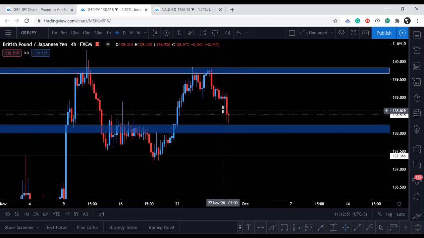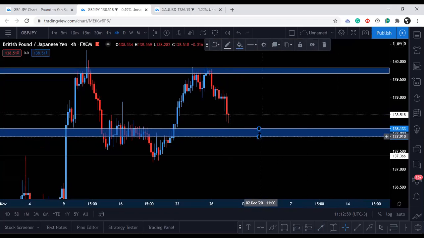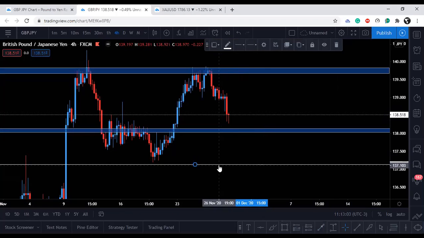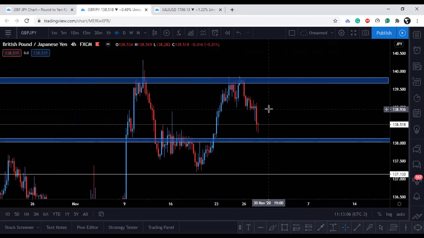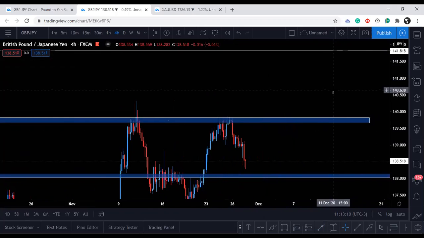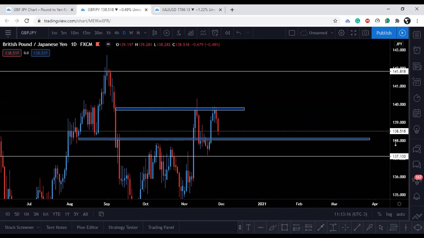So we need to wait for the price to come a bit lower and create some sort of support, or just go with a buy limit at 138. Put your stop loss right below this structure, 137. 100 pip stop loss to target 300 pips, 142. It would be a good option. So let's see how price behaves.